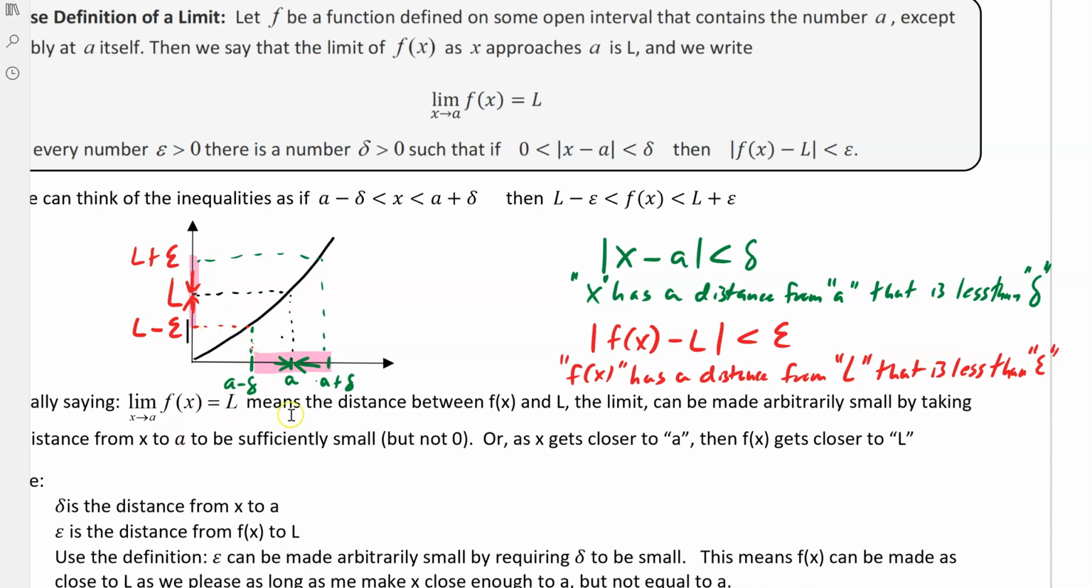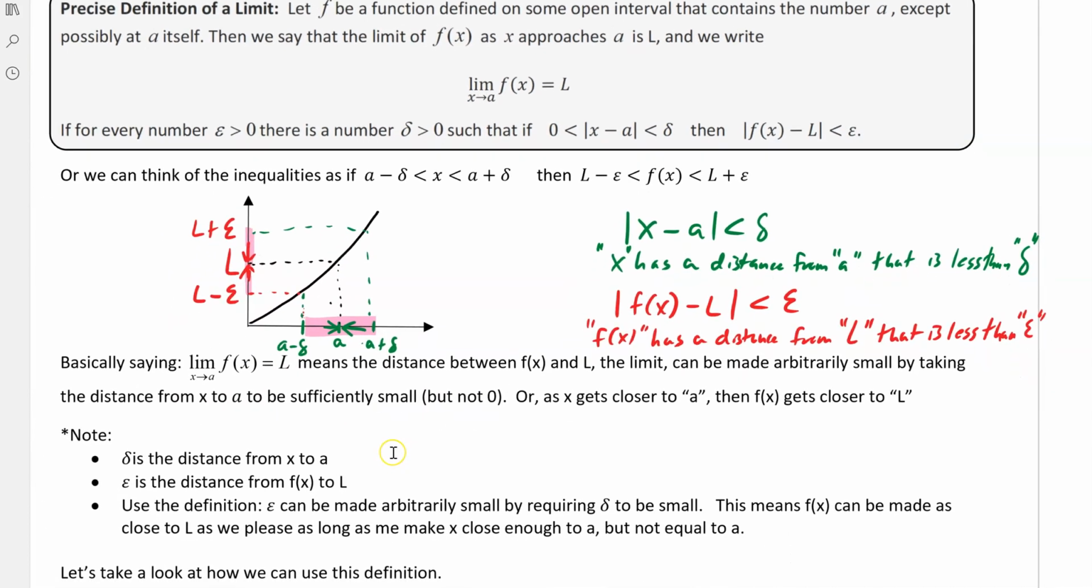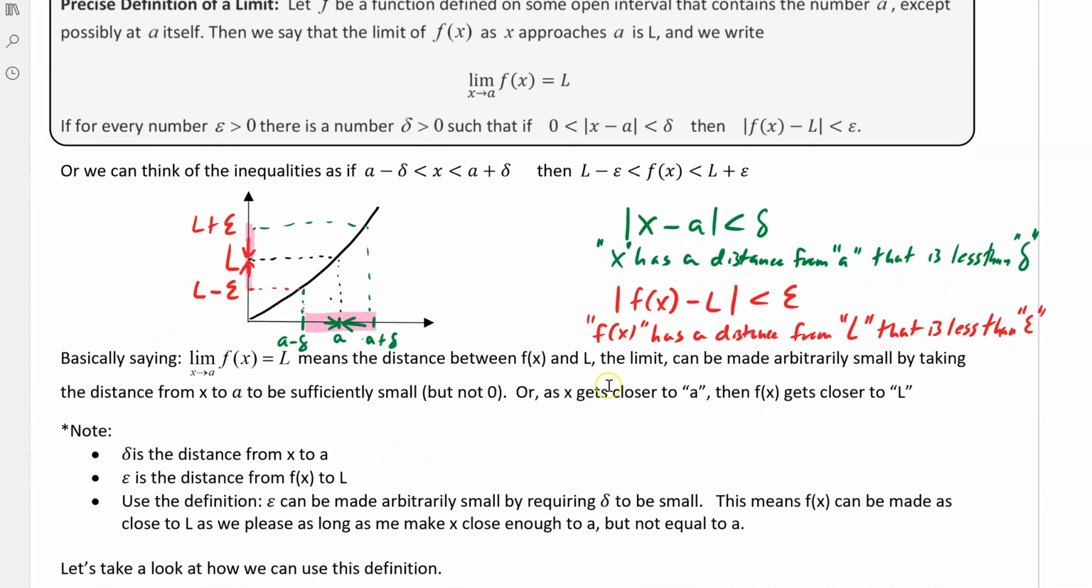So here's some stuff here to remember what we're doing. But basically what we're saying, as x gets closer to a, f of x gets closer to L. Our epsilon here is our distance our y value is from L. Our delta is our distance that we have from a. So x minus a is delta and f of x to L.